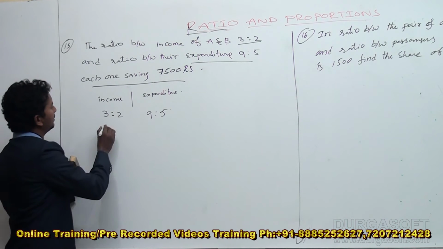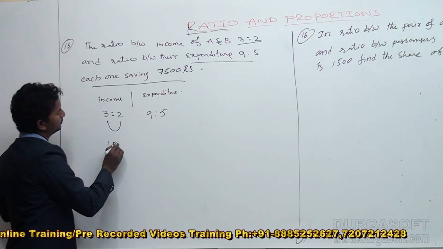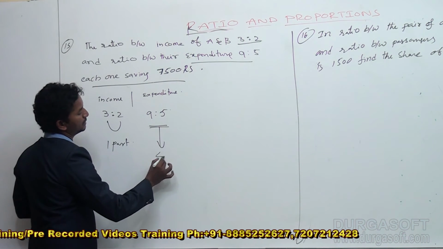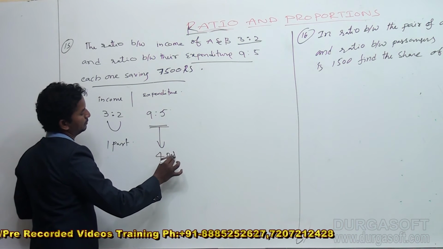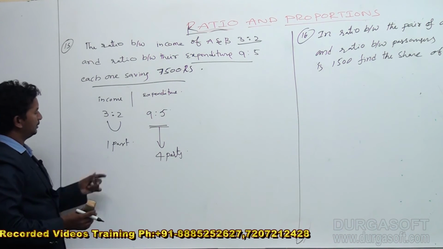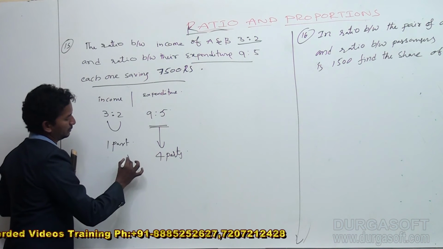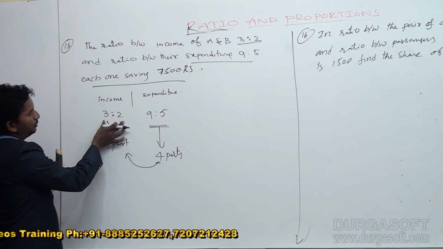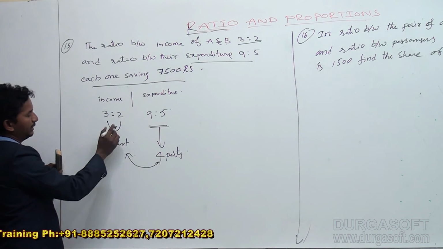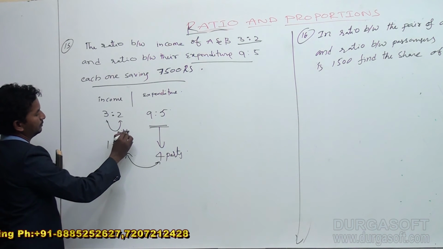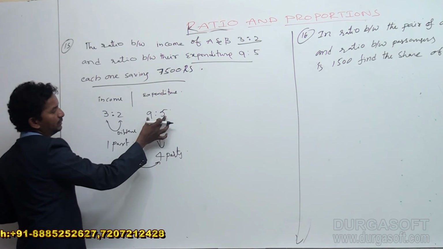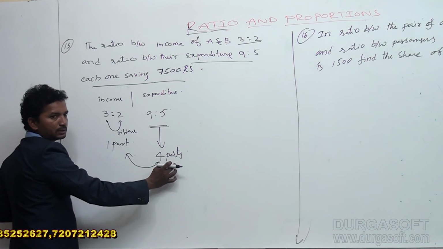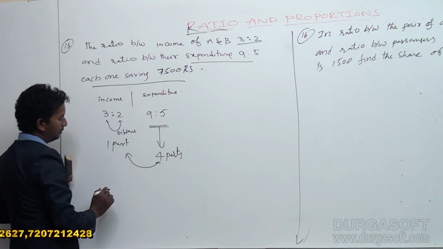Now here in the incomes, the difference is one part. In the expenditures, the difference is 4 parts. So income is one part, expenditure is 4 parts. The income ratio is 3:2, the difference is one part, and again the expenditure difference is 4 parts. The income is one part, equal to 4 parts.